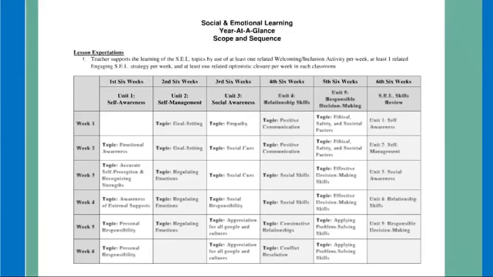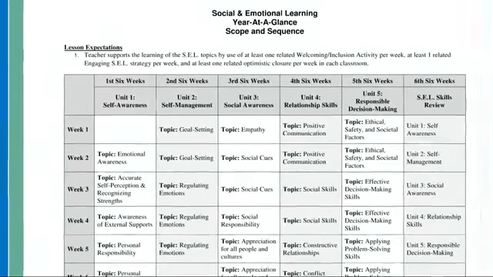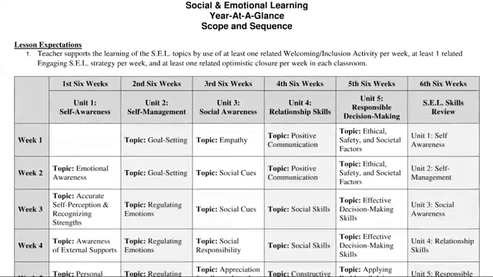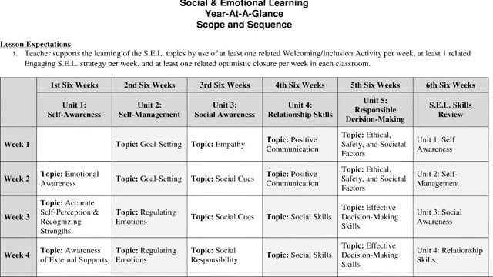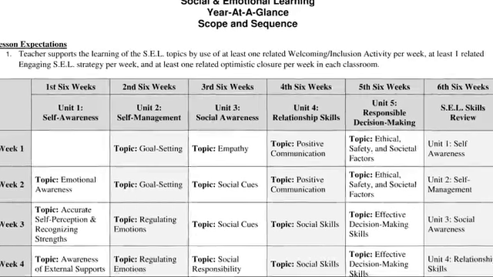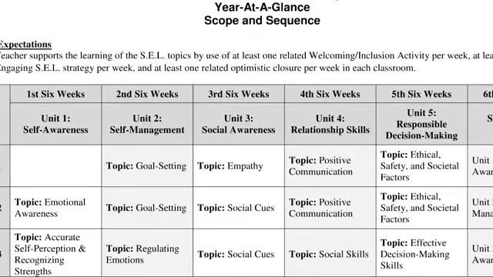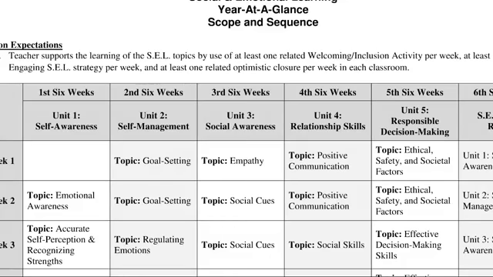So let's go on to the scope and sequence. Give you a preview here. So as I mentioned, that is in this Curriculum Central. And what this document does is it, number one, it tells you what the expectations are, and that is for us at the secondary level, for all teachers to, on a weekly basis, provide at least one welcoming and inclusion activity in the classroom, at least one engaging SEL strategy, and at least one related optimistic closure. So one of each in each classroom per week is what we're asking.